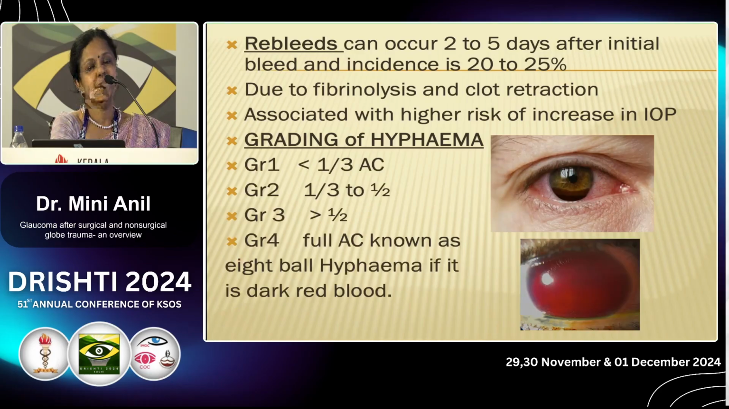in intraocular pressure. Coming to the grading of hyphema, grade 1 is less than 1/3 of the anterior chamber, grade 2 is 1/3 to half, grade 3 is more than half, grade 4 is full anterior chamber. It's also known as 8-ball hyphema if it is dark red blood.